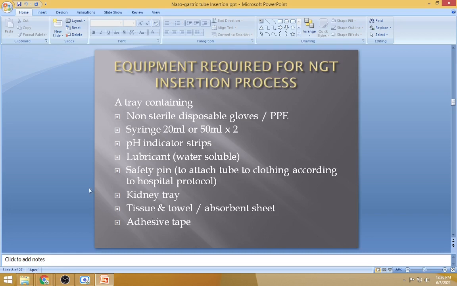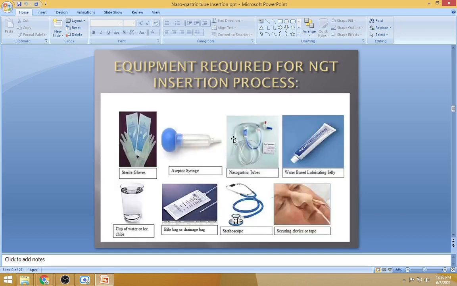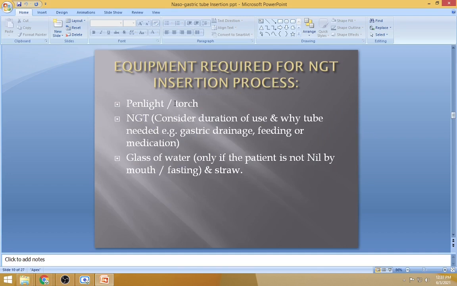Okay, these are the articles that you will be requiring: gloves, syringe, tube of right size, lubricant jelly, cup of water or ice, then if we have to, a drainage bag. These are the articles, not all mandatory, but these are the articles that we use. Okay, and secure the device with tape. I think you have seen the patient with NG tube, how the tape has been secured. Yes or no? Yes, ma'am. Then we need a torch or pin light.